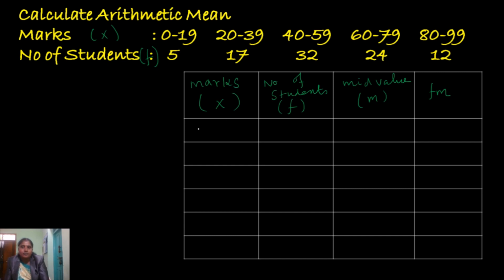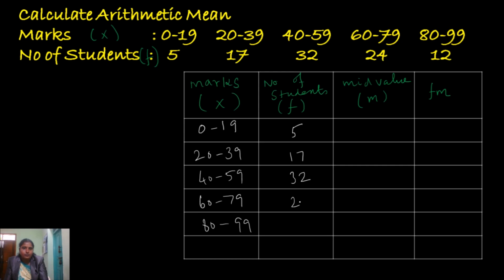Now let's write down the values given as marks in the first column. The number of students are 5, 17, 32, 24 and 12.